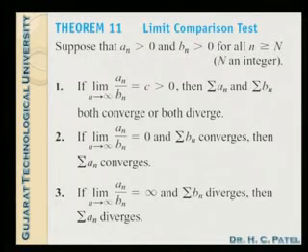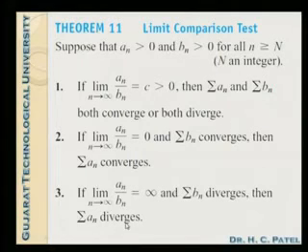Keep in mind, let us repeat it again. If the limit as n tends to infinity of a n by b n is equal to some non-zero fixed positive constant, then sigma a n and sigma b n both converge or both diverge. If the limit of a n by b n is equal to 0 and sigma b n converges, then sigma a n converges. Third case: if the limit of a n by b n is equal to infinity and sigma b n diverges, then sigma a n diverges.